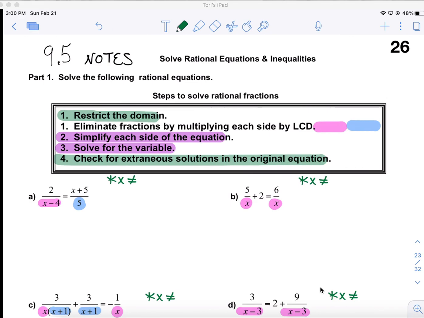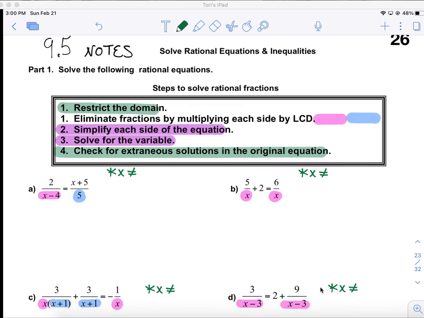All right, so here are our steps. We're going to restrict the domain on any problem to start us out. That helps us decide what we're allowed to have and what we're not, and it also helps us check for extraneous solutions. Because if you solve a problem and get x equals 4, and you know x isn't allowed to be 4 because that's not in the domain, then it lets you know right away it's extraneous.